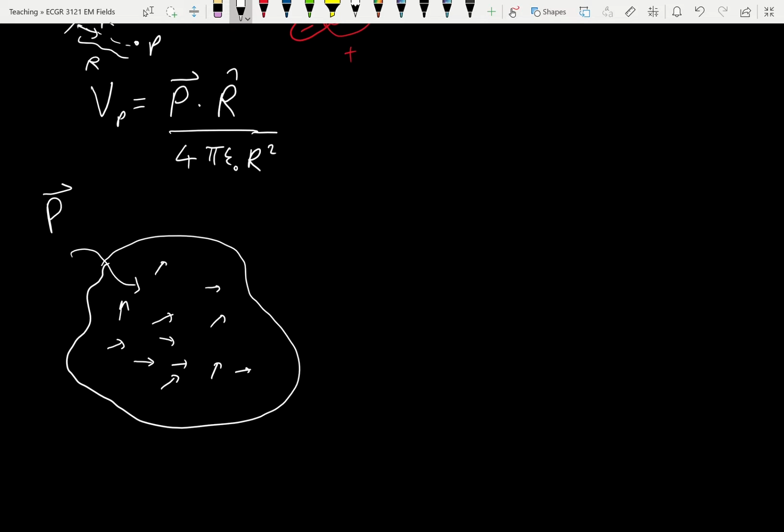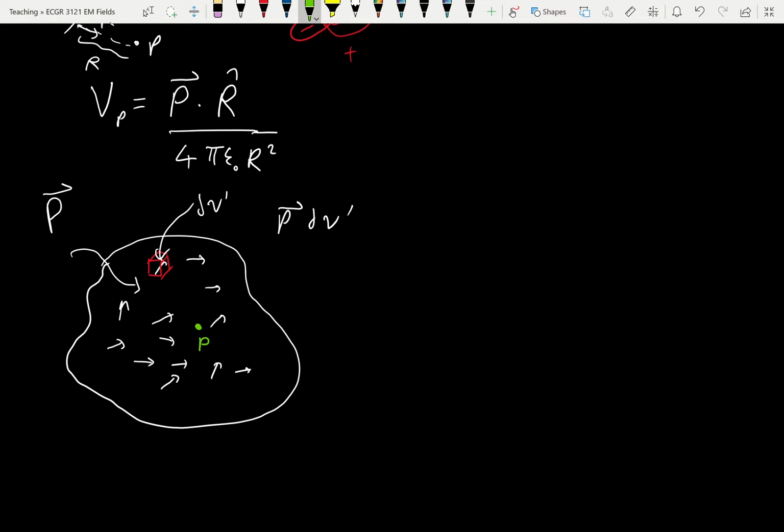The question is, right? Those are dipole densities, of course, and there's an infinite amount of dipoles in there. If I take a small volume of this material, dv prime, the dipole moment of this small volume is going to be p dv prime. Now the question is, at a certain point, what would be the voltage at that point?